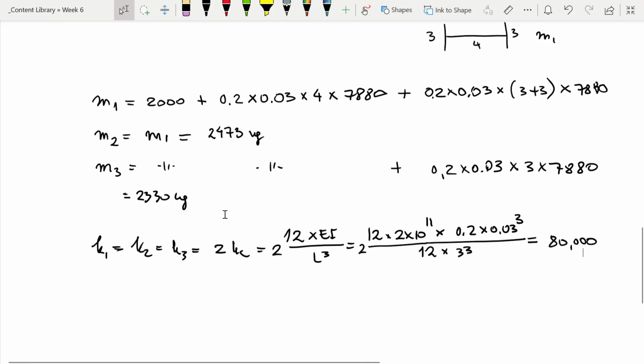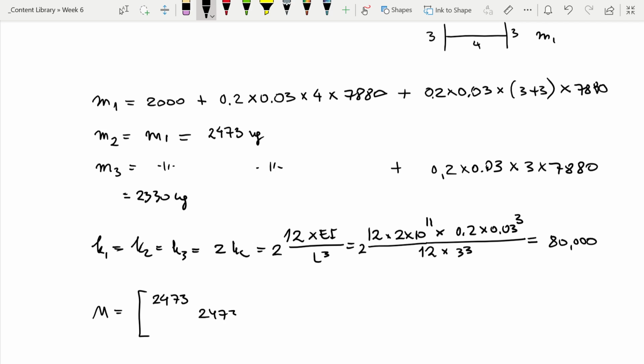Now I can write the mass matrix. 2473, 2473, 2330, and zeros everywhere else.